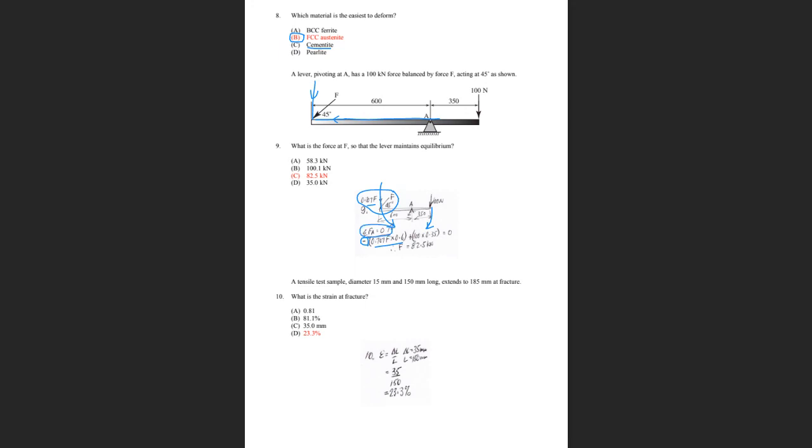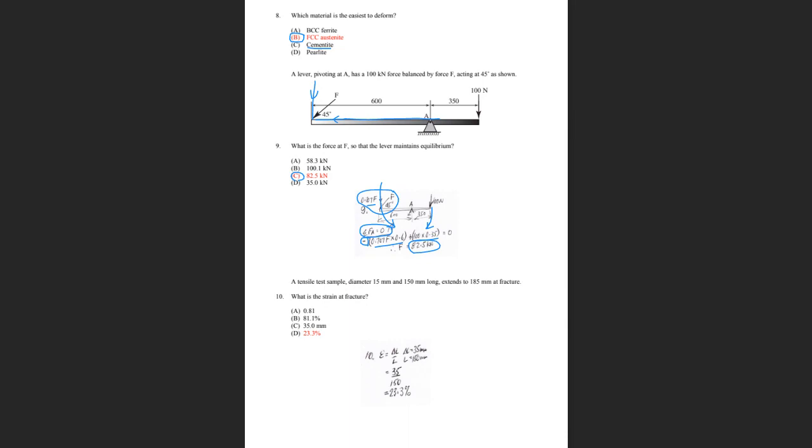I've got to use these annotations because Blackboard no longer has a pointer, which is a bit of a pain. So you have to use the annotations on it now. So you've got 100 multiplied by 0.35, which equals 0, and you get the force of 82.5 kilonewtons. And so C is the correct answer there.